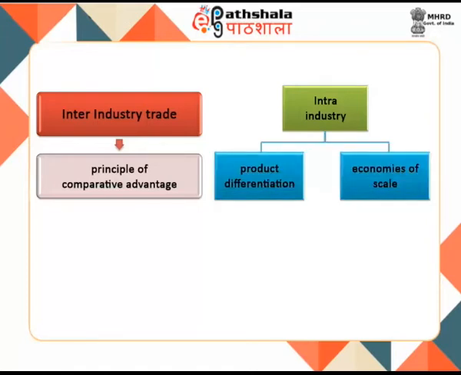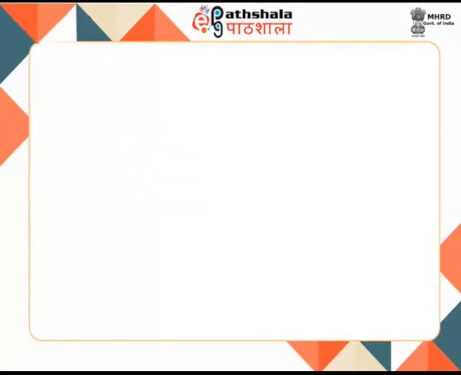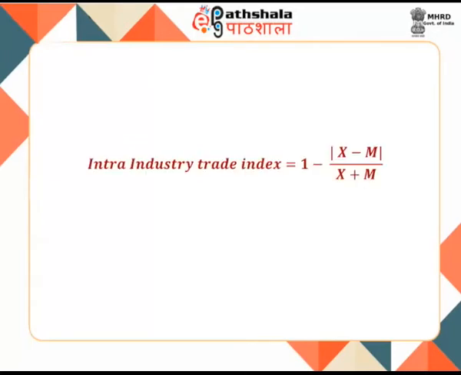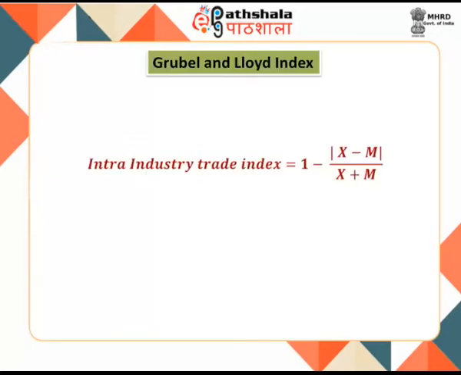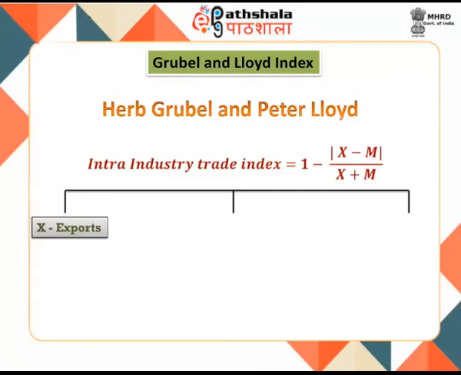economies of scale. The most often used method for determining the extent of intra-industry trade is the Grubel and Lloyd index. It was introduced by Herb Grubel and Peter Lloyd in 1971. Here, X represents the value of exports and M represents the value of imports for a particular industry or product group.